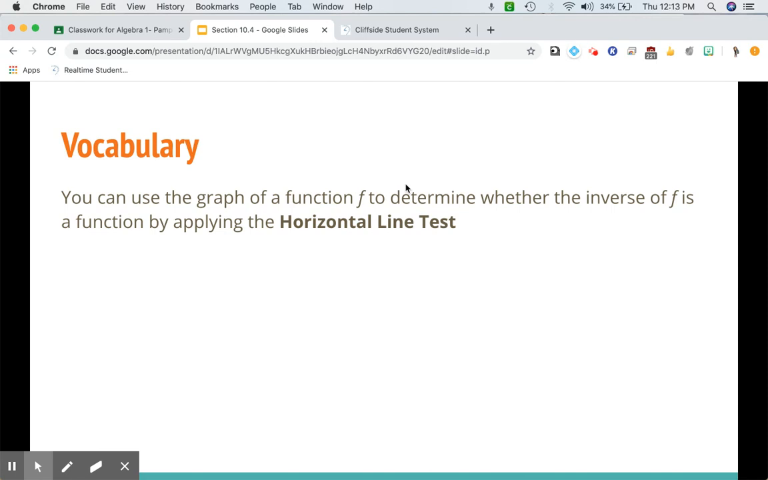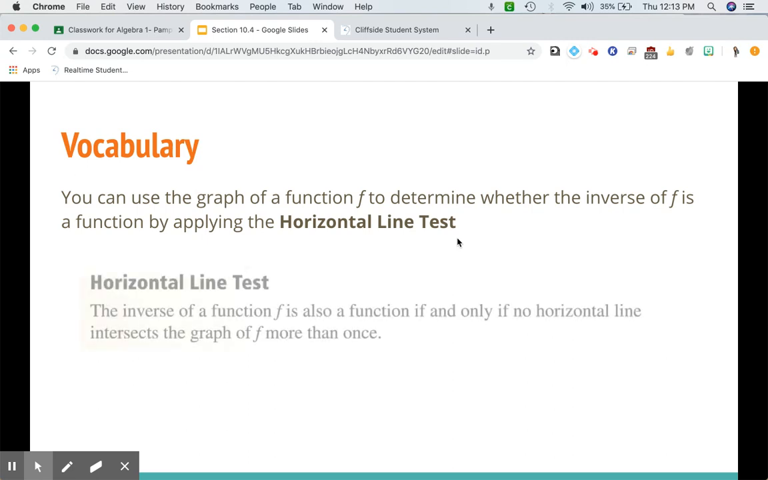Now, what you can also do is determine whether or not the function has an inverse. Earlier in the year, we looked at the vertical line test, and the vertical line test told us if our original relation or original equation was in fact a function. Now you have the horizontal line test, which will tell you if that function has an inverse function. More specifically, the inverse of a function f is also a function if and only if no horizontal line intersects the graph of f more than once.